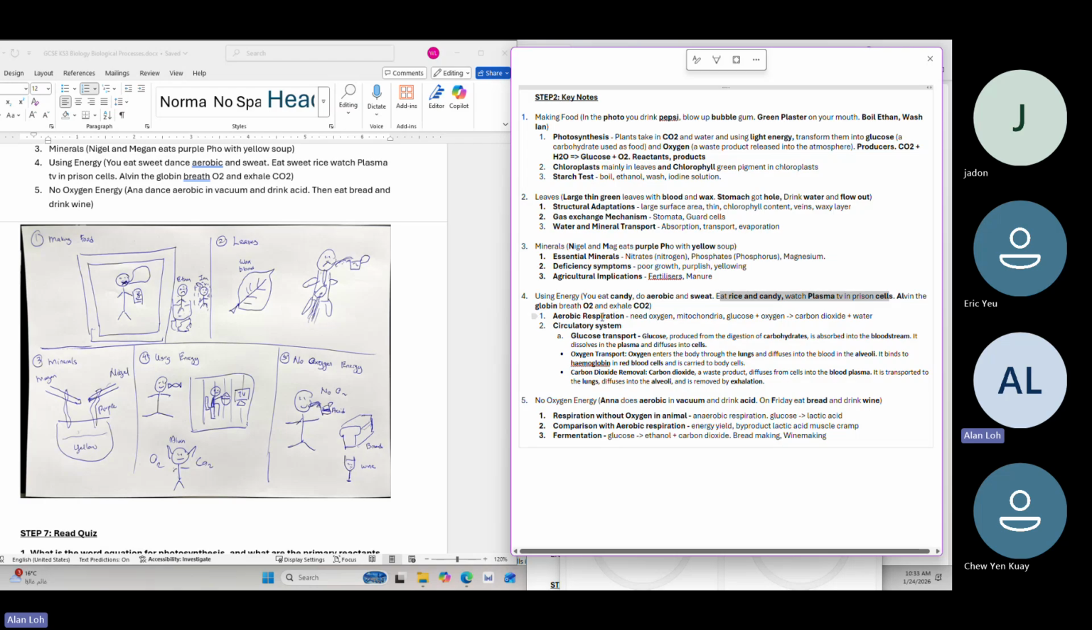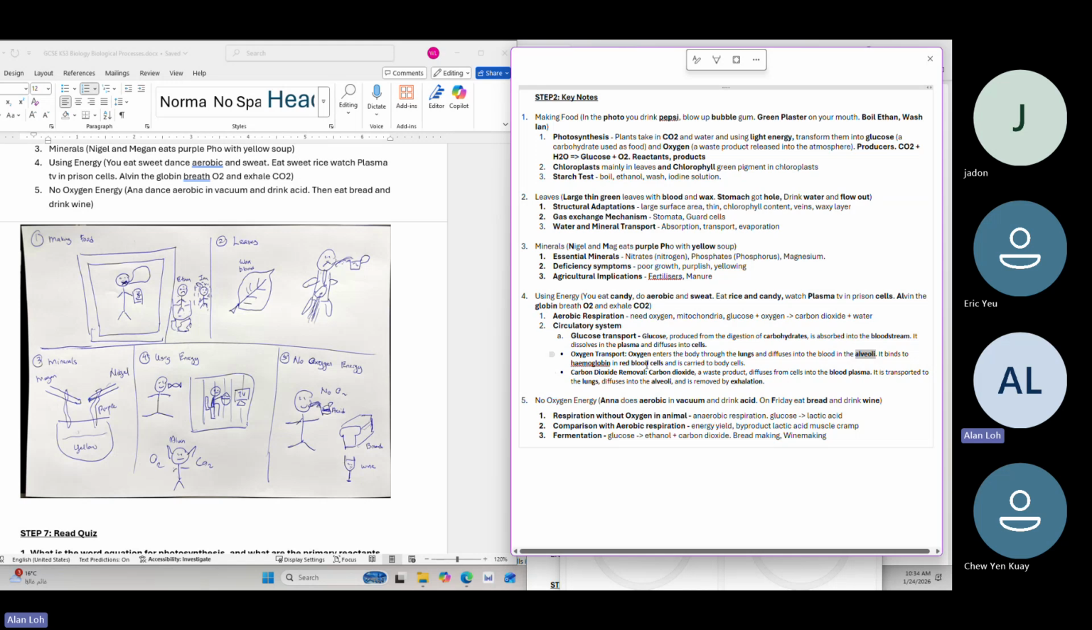Now next, Alvin the globin breathes oxygen and exhales carbon dioxide. CO2 is carbon dioxide. O2 is oxygen, just in case you do not know. I think this is a basic of chemistry, if you learned this before. So Alvin represents alveoli. Alveoli is something in your lung to help you diffuse the oxygen into the blood. Then it binds to hemoglobin. So globin is to help you remember there's something related to hemoglobin.